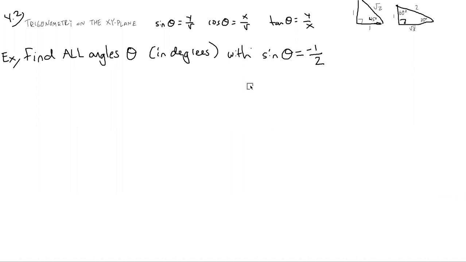Yeah, so to tackle something like this, we want sine theta is -1/2. So one thing that we could do is look at this from an opposite, adjacent, hypotenuse perspective. So we could say that that means that the opposite is -1 and the hypotenuse is 2. And so what we'll do is draw how this can possibly happen.